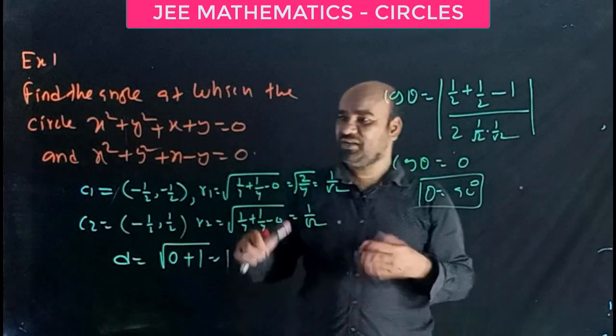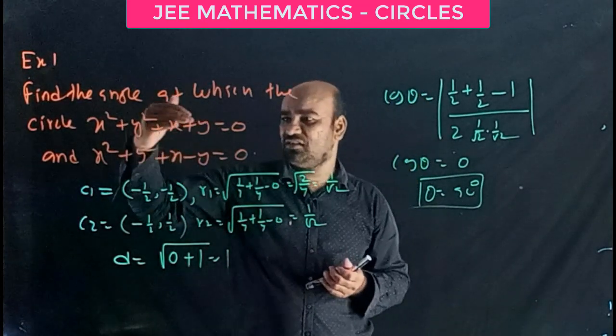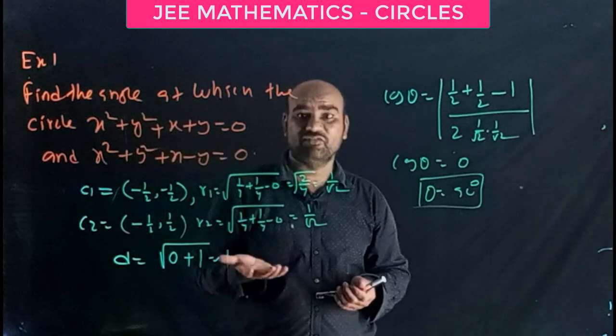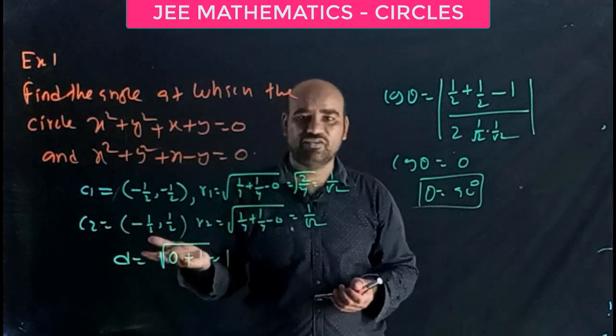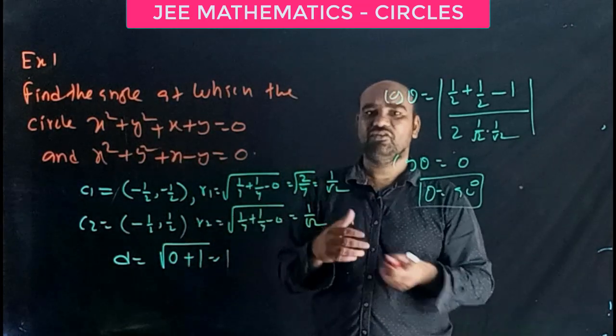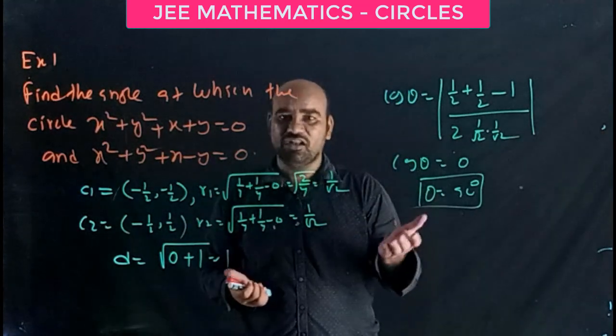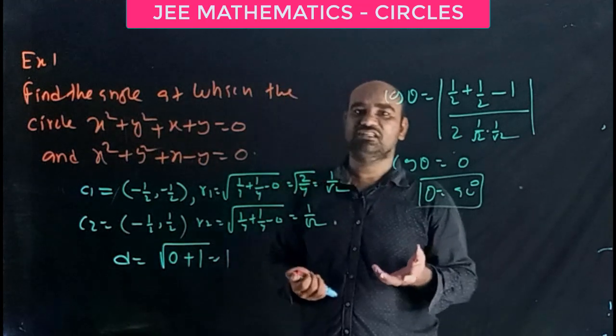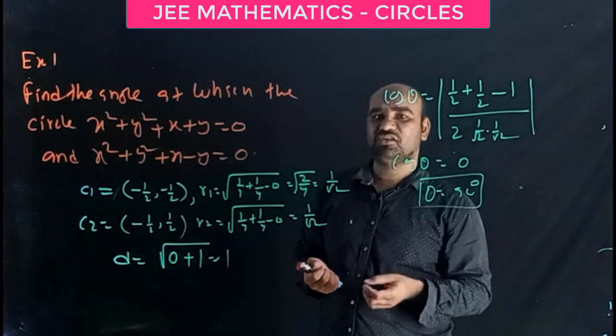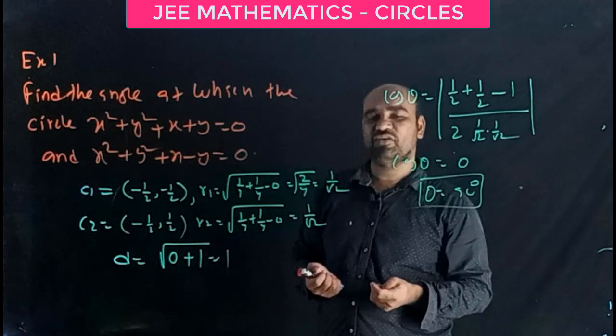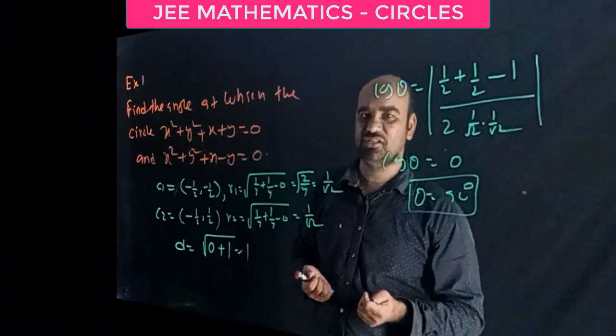For example, to find the angle between two curves which are in the general form, first of all check whether they are orthogonal or not. After that you can find C1, C2, R1, R2 and you can find the angle. If they are not orthogonal, then use this. First of all, try to check whether the given circles are orthogonal or not by using the condition 2 times of g g dash plus f f dash equal to c plus c dash.